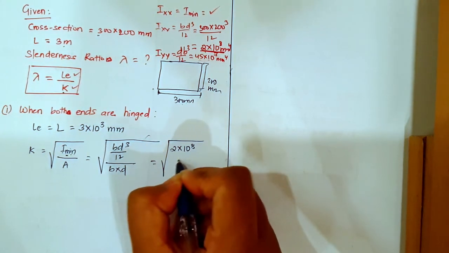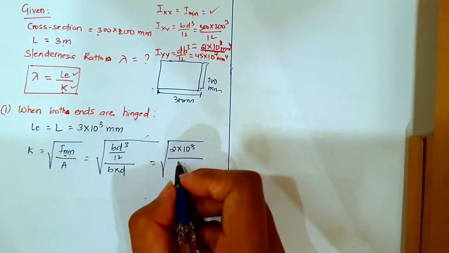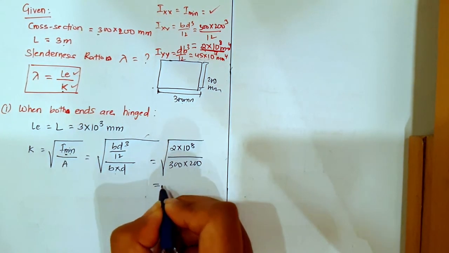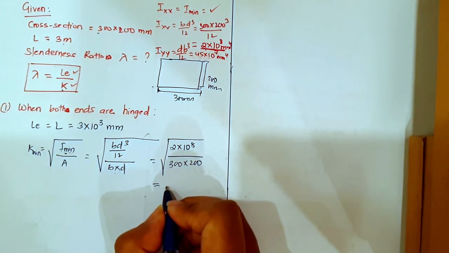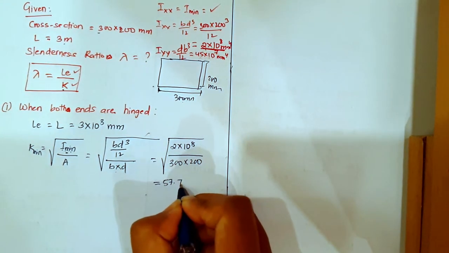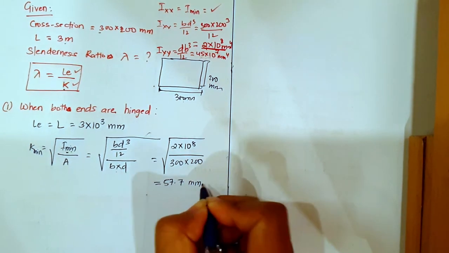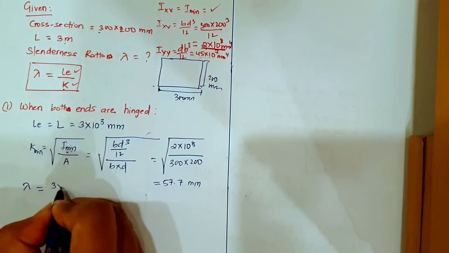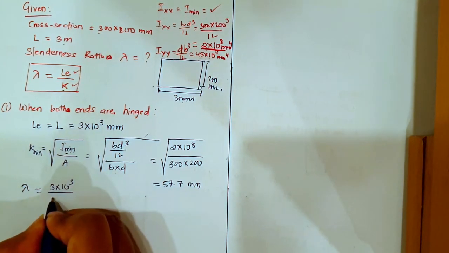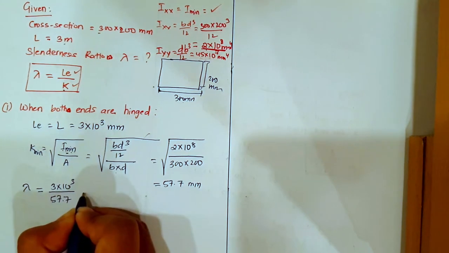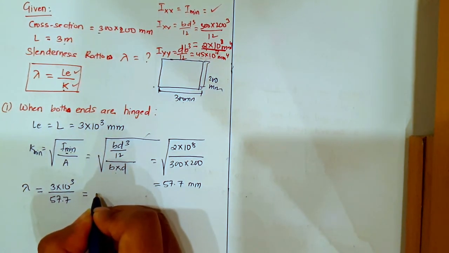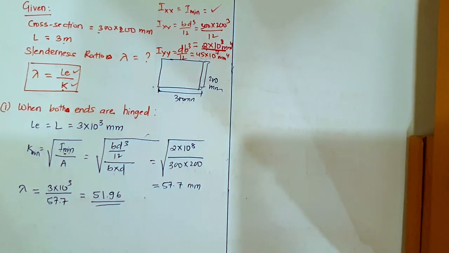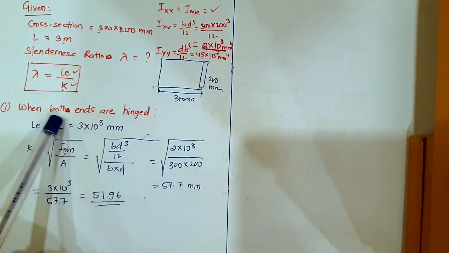So the minimum value is 2 × 10^8 divided by the area, B into D, 300 into 200. From here K minimum comes out equal to 57.7 mm. Now the slenderness ratio will be equal to LE, which is 3 × 10^3, divided by K minimum, 57.7. From here you will get 51.96. So this is the value of the slenderness ratio when both ends are hinged.